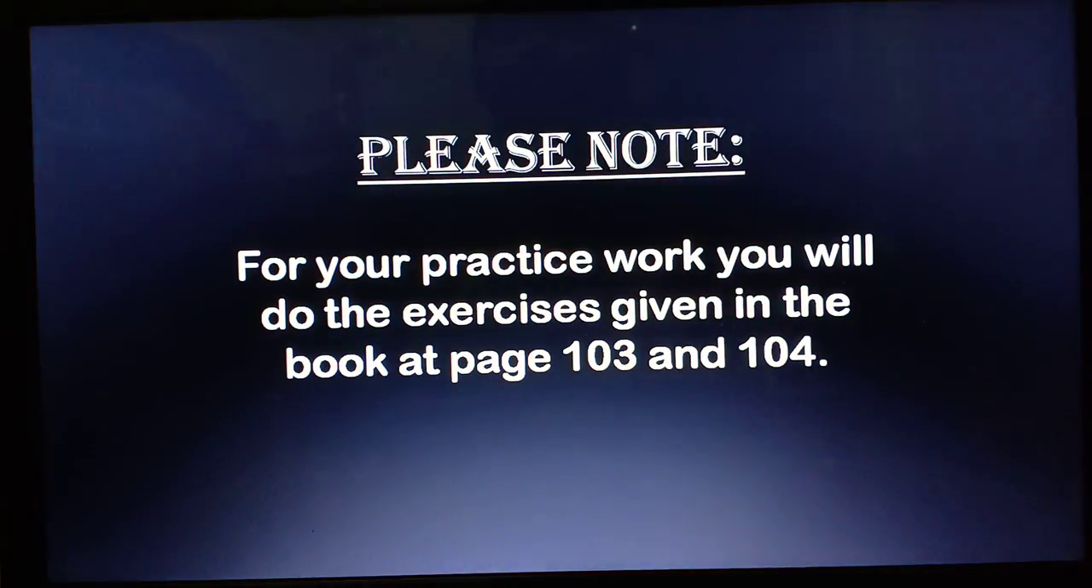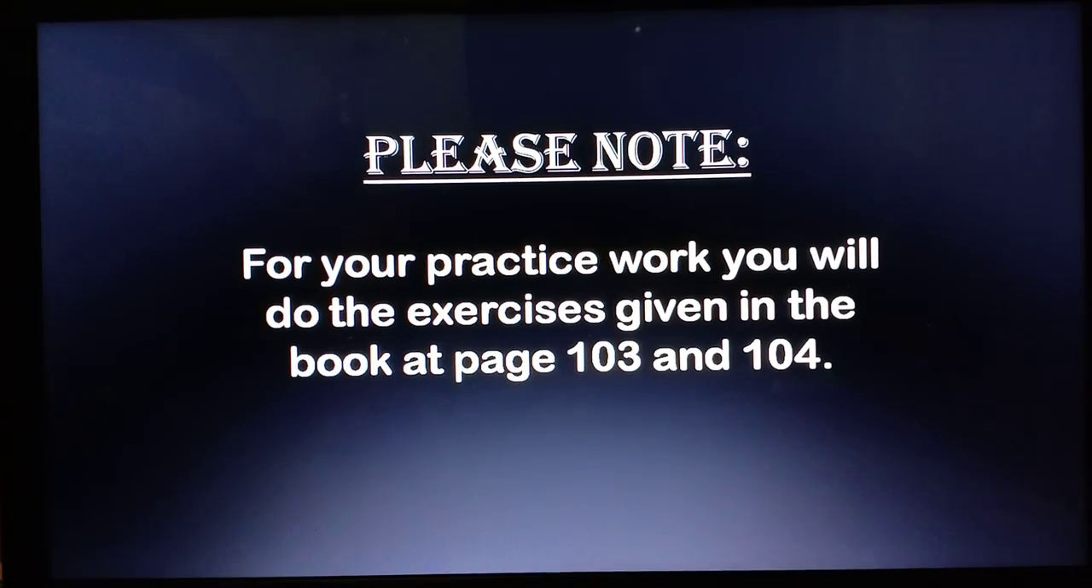Now children, for your practice work, you will do the exercises given in the book at page 103 and 104. You will do it in the book itself, by your own.